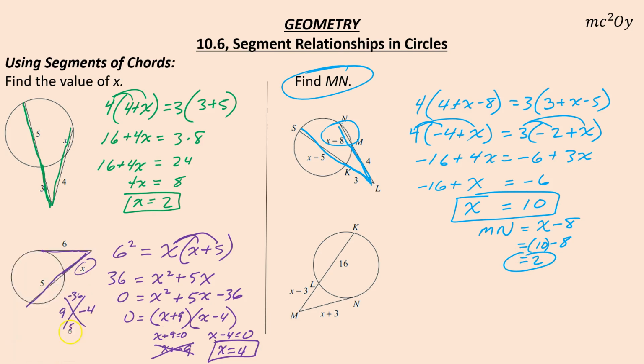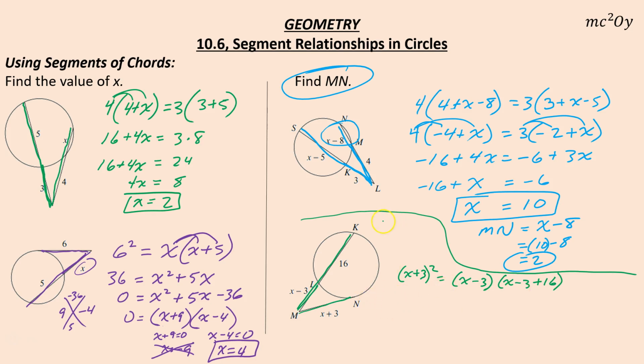All right, let's try one more here. Try to coordinate off here. In this case, we're going to have x plus 3 squared, because it's tangent, is equal to x minus 3 times x minus 3 plus 16. Okay, so it gets a little messy.